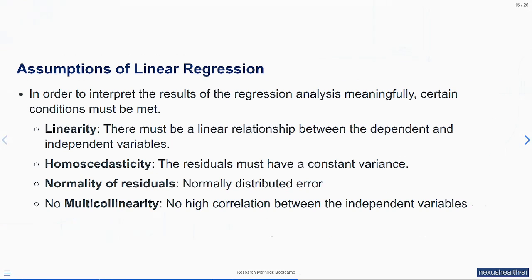Then the second is homoscedasticity. What does this mean? It's a complicated sounding word, but it just means that the residuals must have a constant variance. Remember, we referred to the errors or the error term as residuals. So these residuals must have a constant variance, and then they must be normally distributed. So there is normality of residuals. And then the fourth assumption is that there should be no multicollinearity. What that means is that there should not be high correlation between the independent variables.